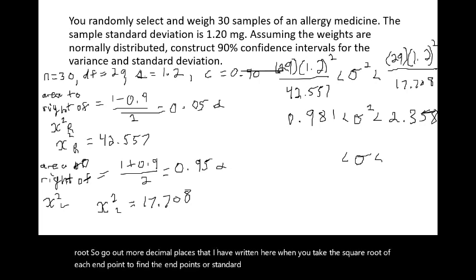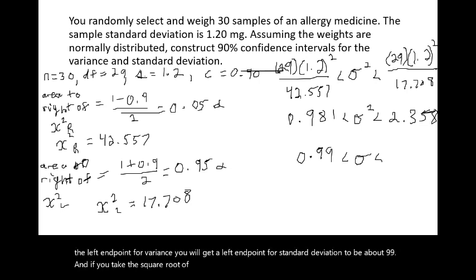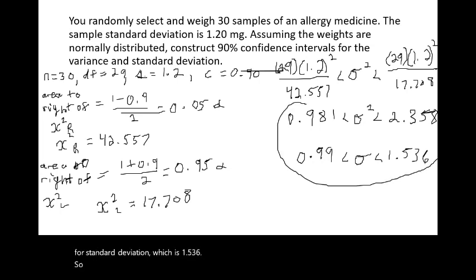So if you take the square root of the left endpoint for variance, you will get a left endpoint for standard deviation of about 0.99. And if you take the square root of the right endpoint for variance, you will get the right endpoint for standard deviation, which was 1.536. So those are your two confidence intervals for variance and standard deviation.